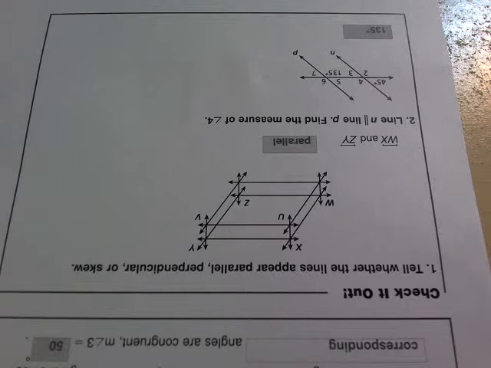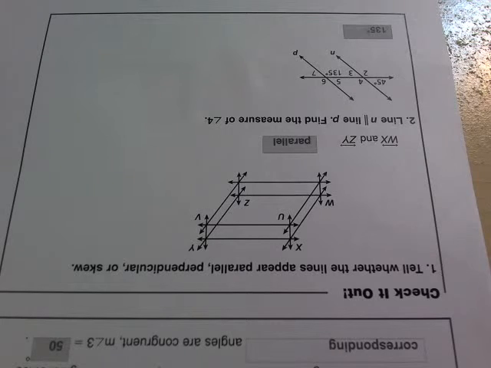All right, so with that out of the way, let's go ahead and take a look at the concluding examples here. The check it out example here in number 1, tell whether the lines appear parallel, perpendicular, or skew. And they're asking about WX and ZY here. Now, WX and ZY are parallel. And maybe that's hard to see based on the ideas I've used earlier, but let me explain why.